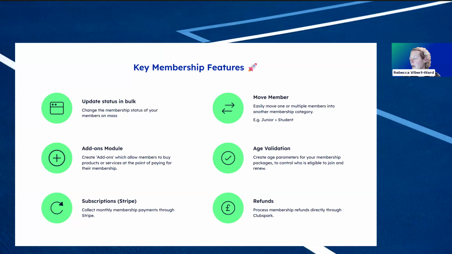Add-on modules, I'm going to cover that a little bit more. If you have products like a key deposit that you want to collect, or club merchandise like a club hoodie, you can now add these products on and get your members to pay for them online. Also donations, we'll cover that in my demo. Age validation can now be set for the membership, for the ages eligible to join and renew.